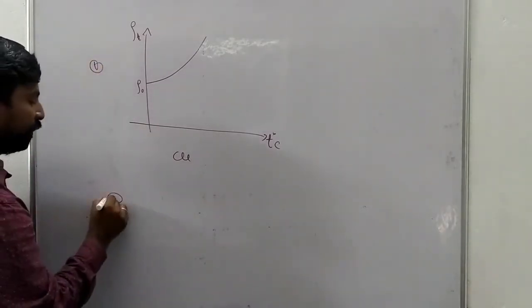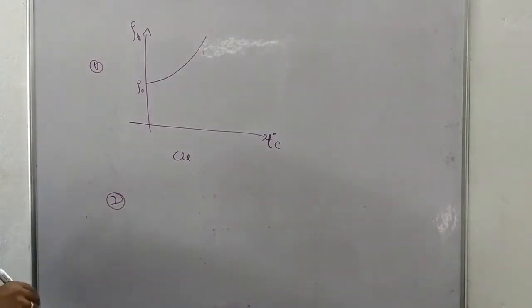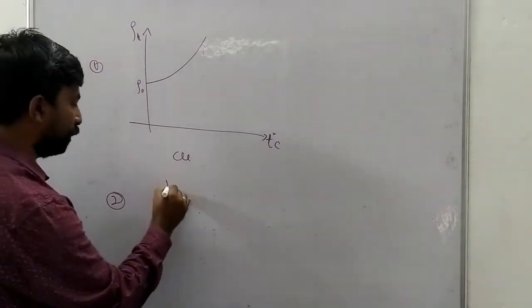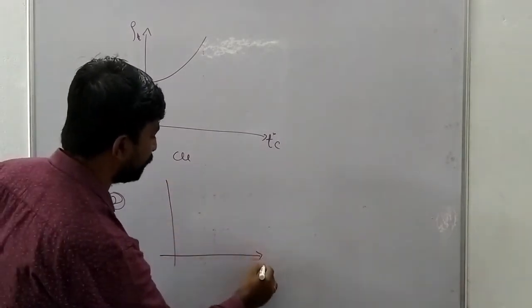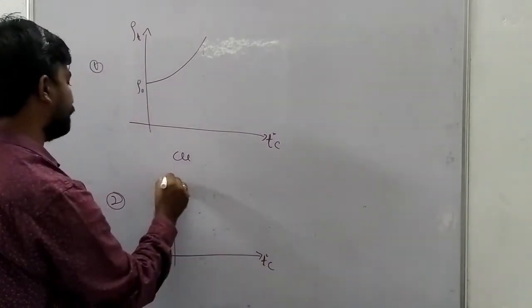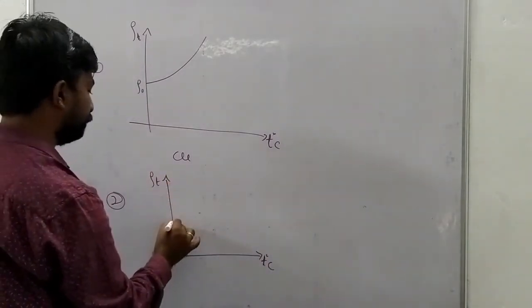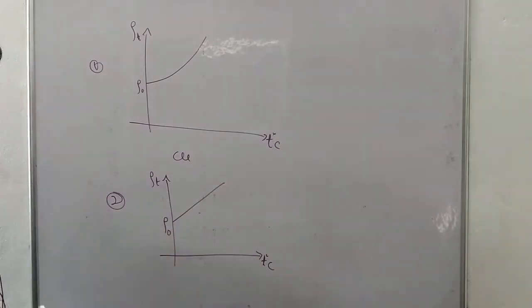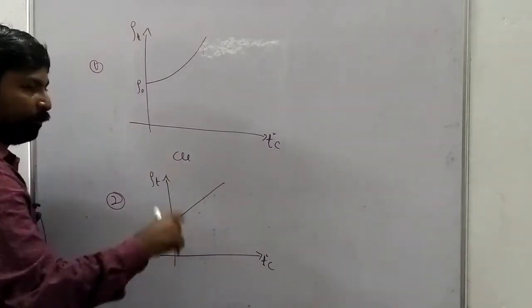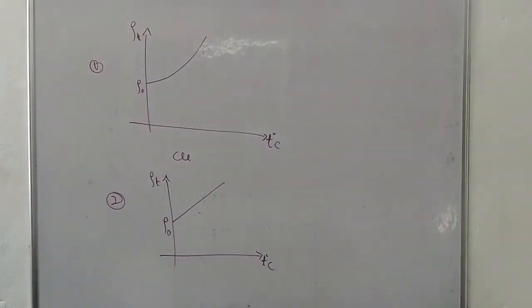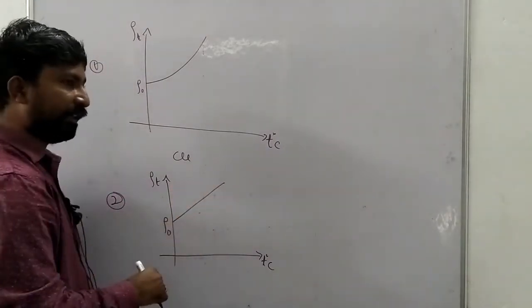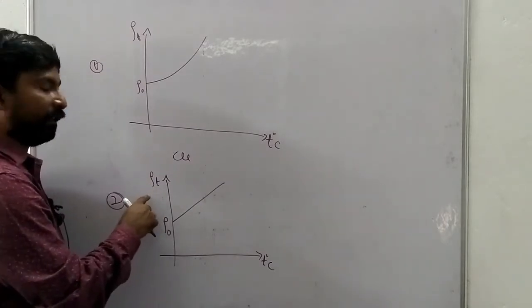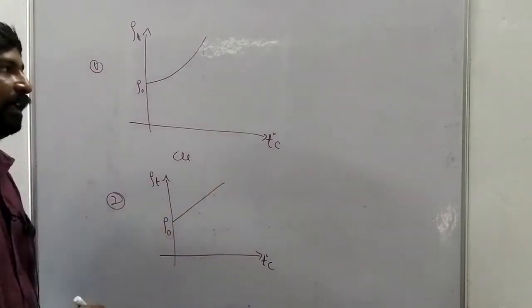Second one, draw the graph showing the variation of resistivity of nichrome and manganese with temperature. Again, this is temperature in degree Celsius, this is rho T, and this one is rho naught. The curve shows that as the temperature goes on increasing, the resistivity increases linearly.